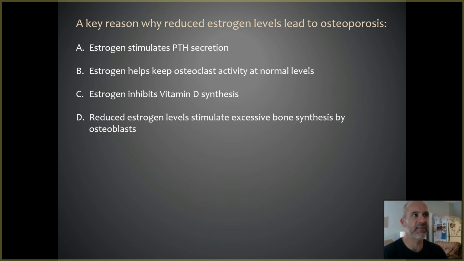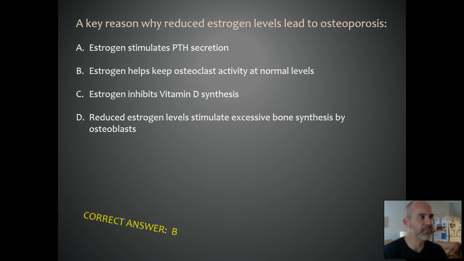And so which of these is the key reason? I'm going with B. Estrogen helps keep your osteoclast activity at normal levels. So when estrogen levels fall in females as they get older, that's what allows the osteoclasts to start going crazy and dissolving more bone matrix.